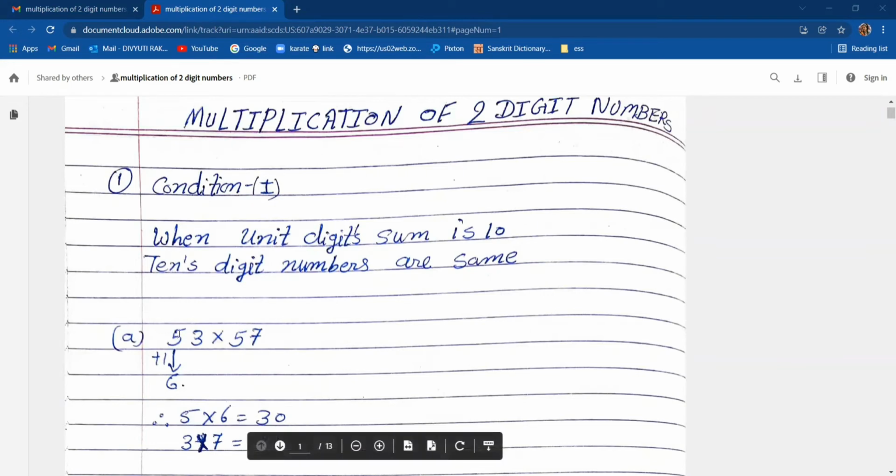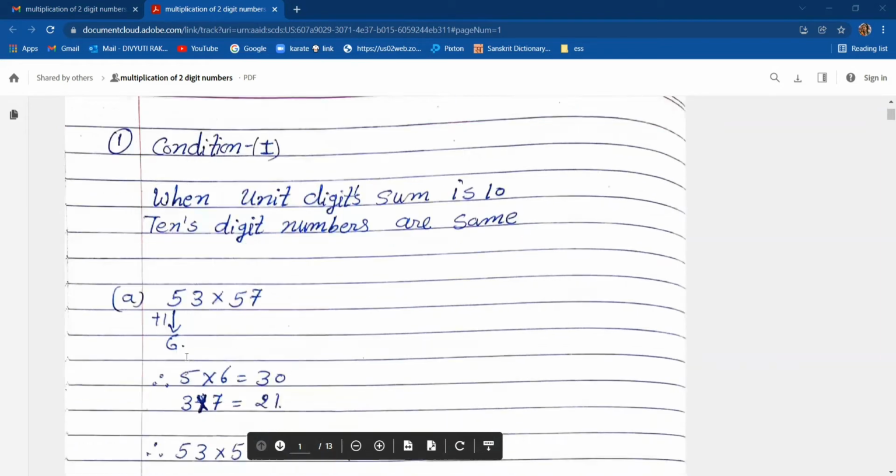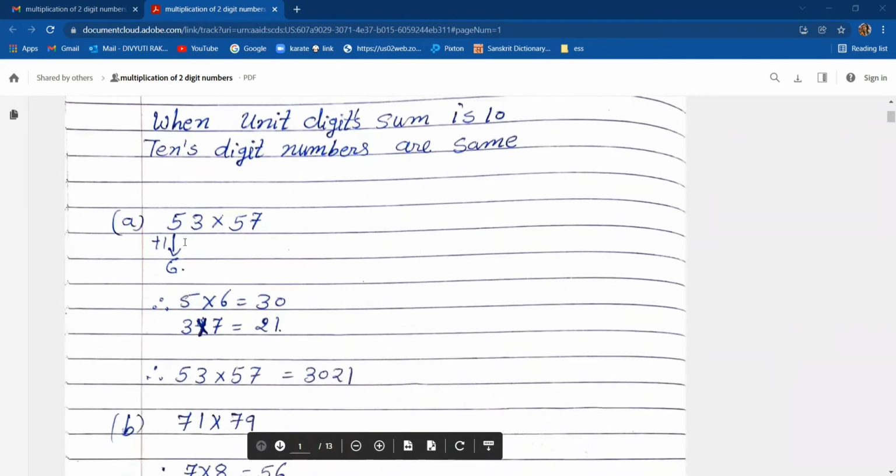Now, the first condition is when the unit digits sum to 10 and the tens digits are the same. Here you can see that 7 and 3 give you 10 and 5 is common. When these kinds of numbers are there, you multiply this 5 with its next consecutive number, that is 6. So 5 into 6 will give you 30, and the unit digits you multiply: 7 into 3 will give you 21.